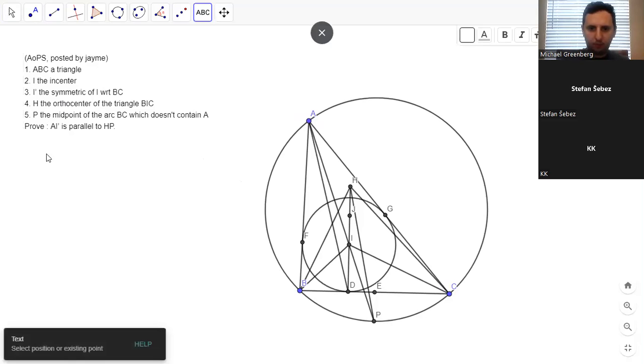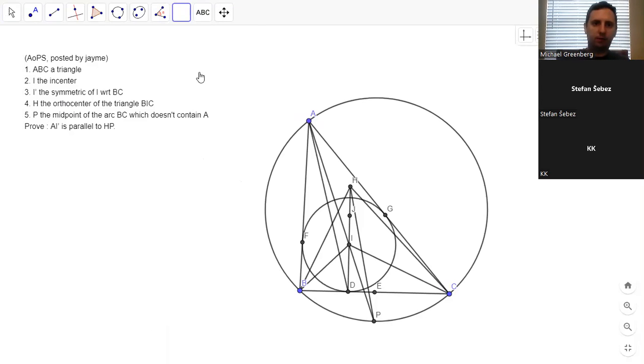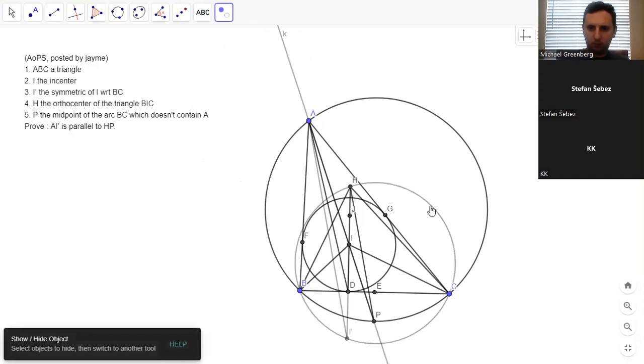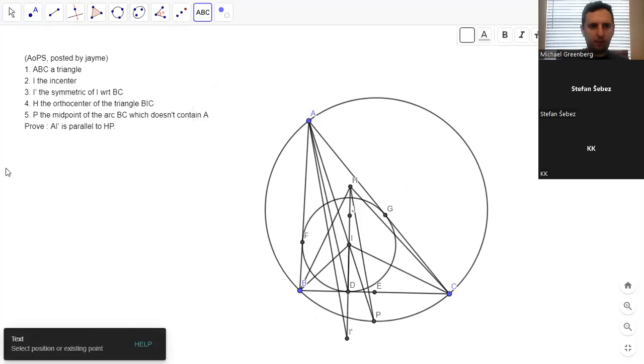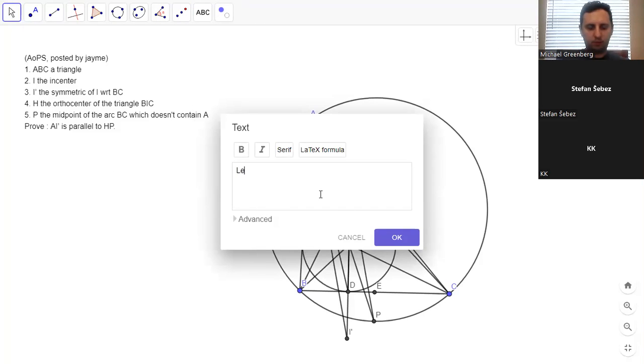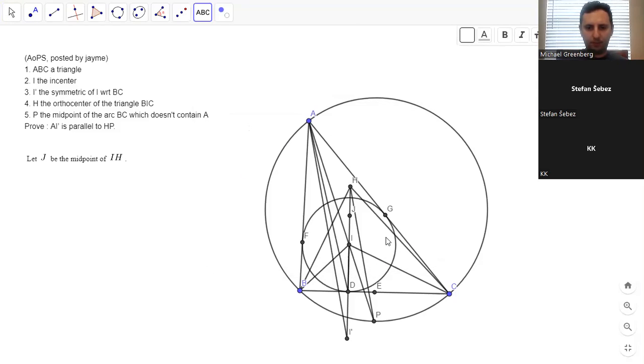Okay. So yeah, let's unhide stuff I hid. Get this, this, and this, and this. Yeah, actually we don't need that. Okay. So let J be the midpoint of IH. Okay, so we have AI over IB, or PI over IB, is equal to PB, or sorry, PI over IJ.